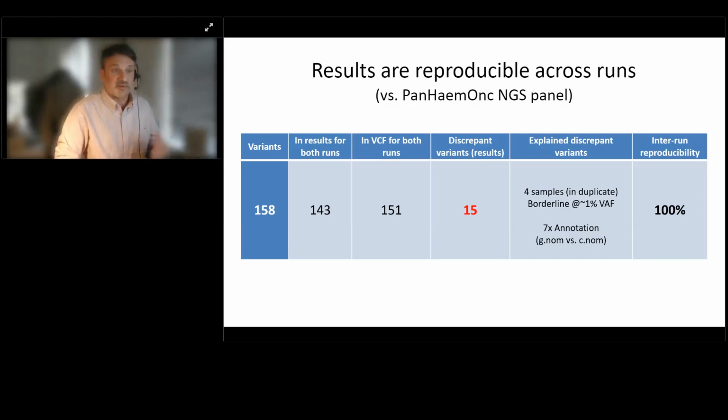This isn't a problem because we still get the result, but we could explain any discrepant results either because it was right at the lower limit of detection or because there was a discrepancy in the nomenclature. So there was nothing untoward with the reproducibility across runs.